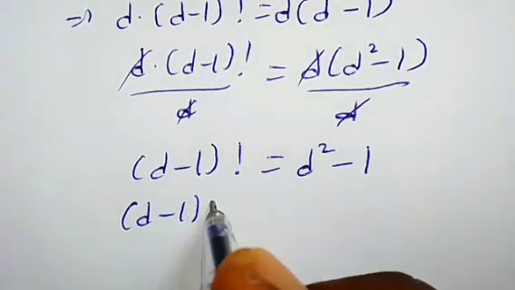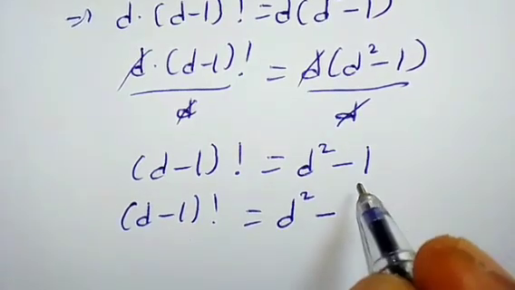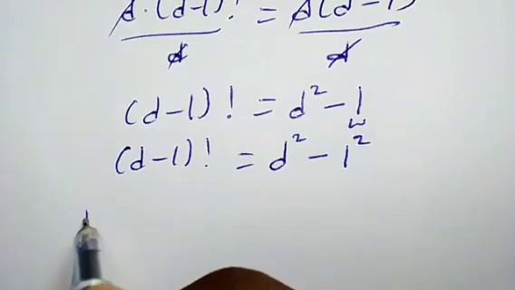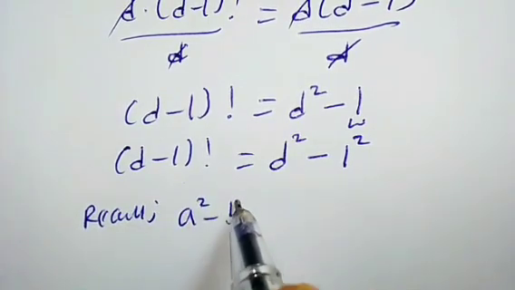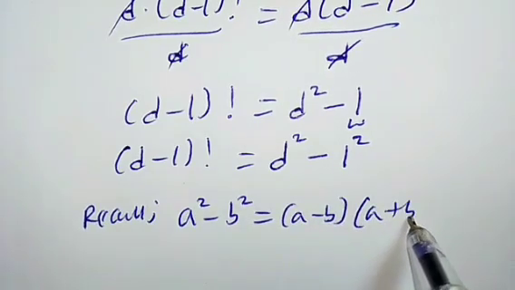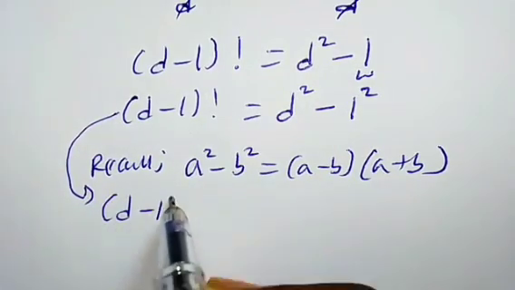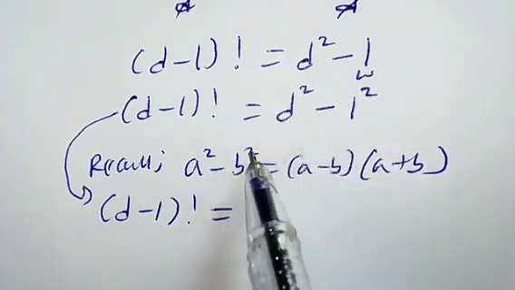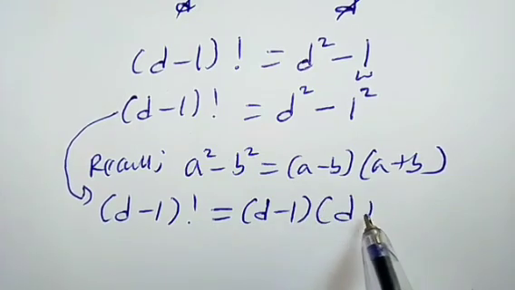d minus 1 factorial is equal to d to the power of 2 minus, we can also rewrite 1 as 1 to the power of 2. Now, let us recall the difference of two squares, which says a square minus b square is the same thing as a minus b times a plus b. So from this line, by comparing the right hand side with this, we have d minus 1 factorial equal to d minus 1 times d plus 1.